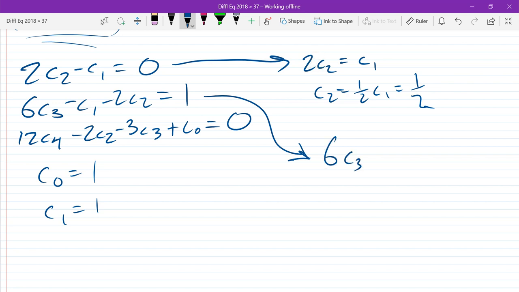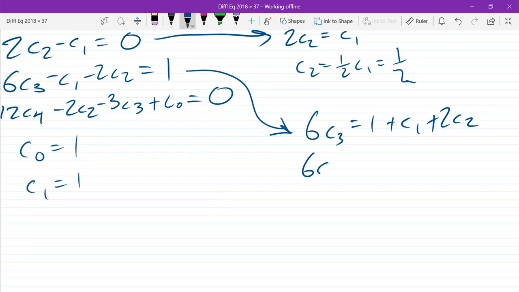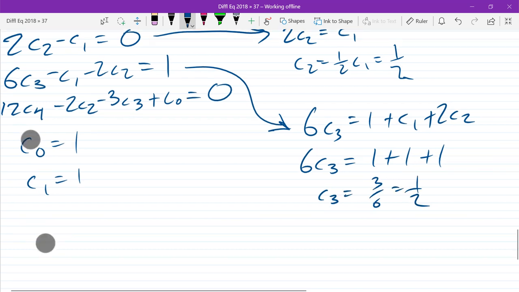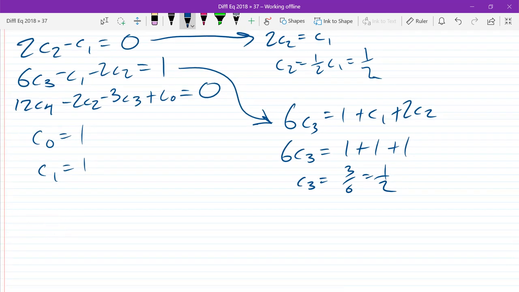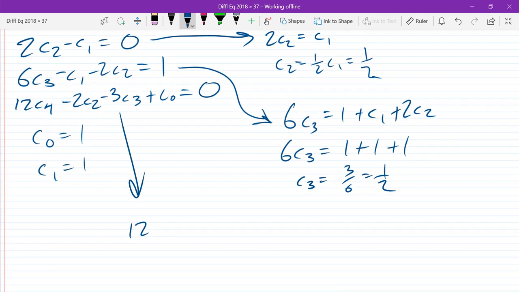So I'm going to add C1 and 2C2 to the other side. So we got 1 plus C1 plus 2C2. C2 is 1 half. So C3 is 3 over 6, which is also 1 half. And last up, I need C4. So we'll do that equation down here.